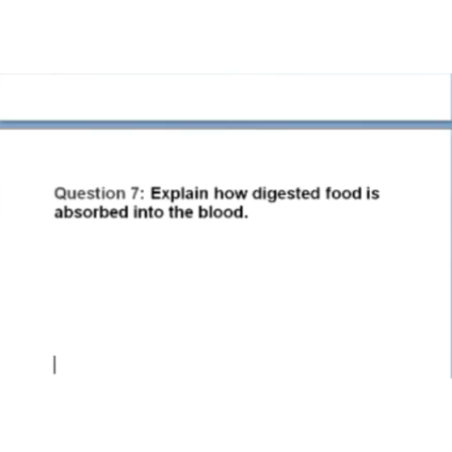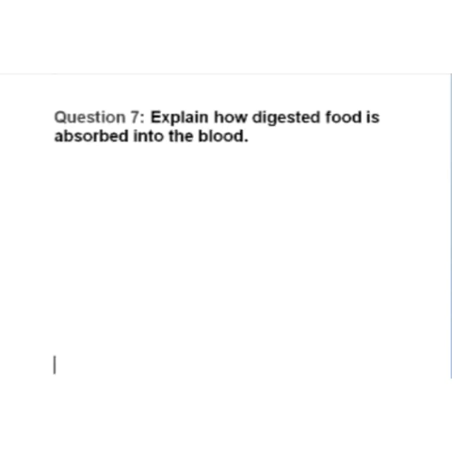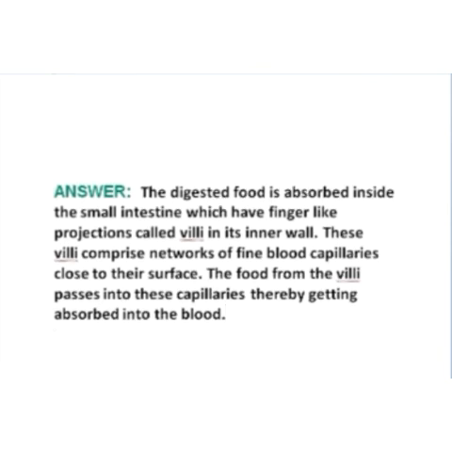So moving further, question number 7. It says: explain how digested food is absorbed in the blood. How is our digested food absorbed in the blood? So the answer is that the digested food is absorbed inside the small intestine, which has finger-like projections called villi in its inner wall. These villi comprise networks of fine blood capillaries close to their surface. The food from the villi passes into these capillaries, thereby getting absorbed into the blood. So this is the process of how digested food is absorbed into the blood, right, students?